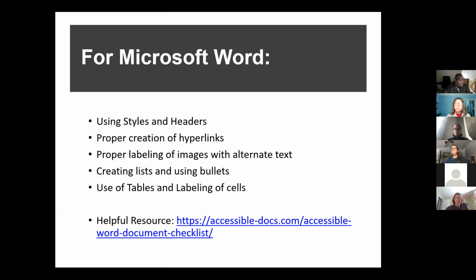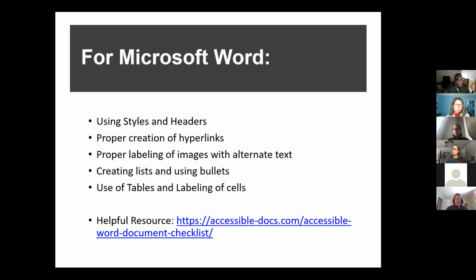So we briefly already went over this through Microsoft Word, using styles, headers, proper creation of hyperlinks, proper labeling of images with alternative text. To elaborate, alternative text with images is pretty much explaining what the image is. So when a screen reader gets to it, the screen reader will explain what the image is based on the alternative text you provide. So that's very important. Also, when it comes to charts and graphs, as the author, you need to be able to explain that in as much detail as possible to someone who can't see it.